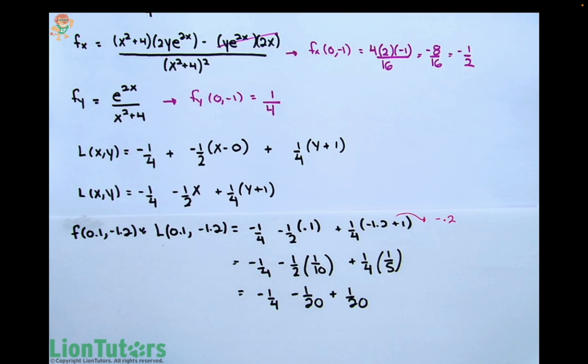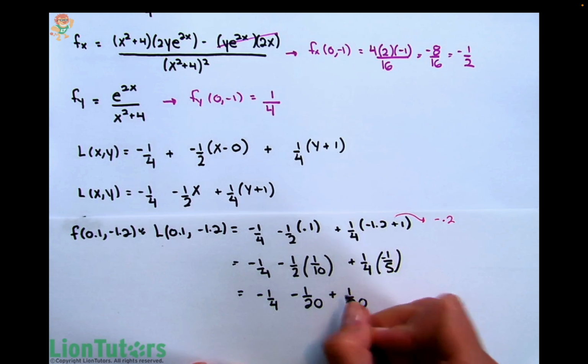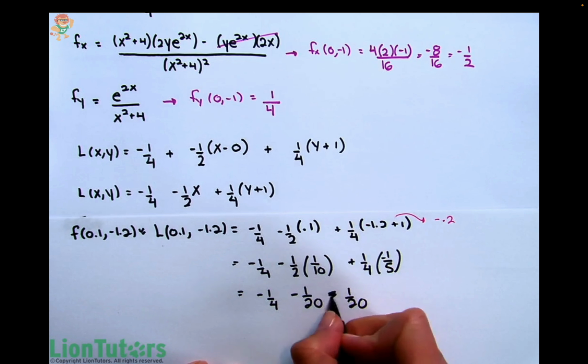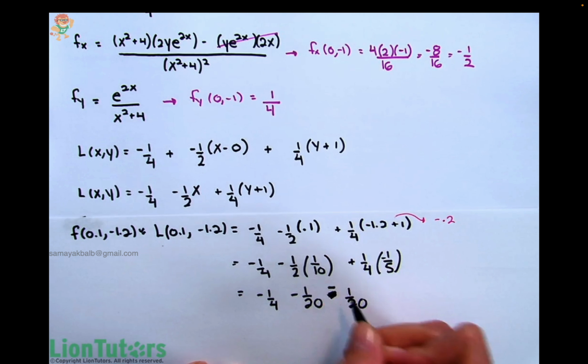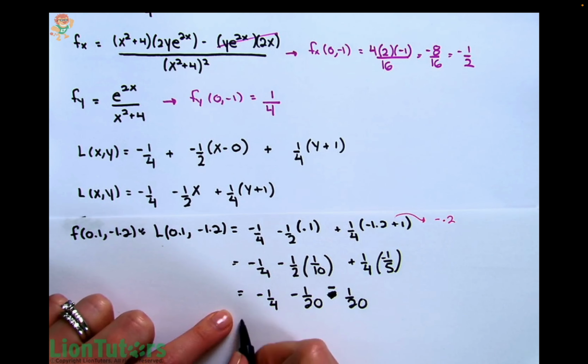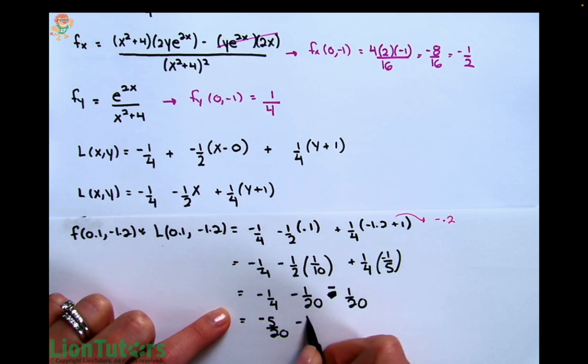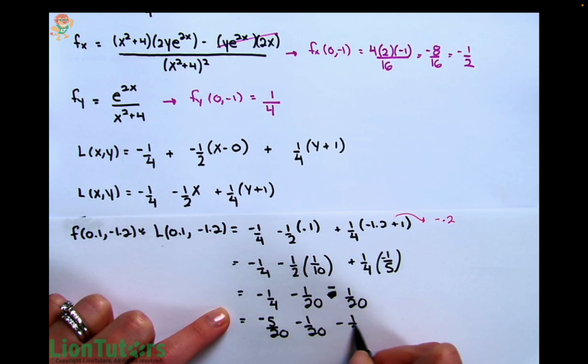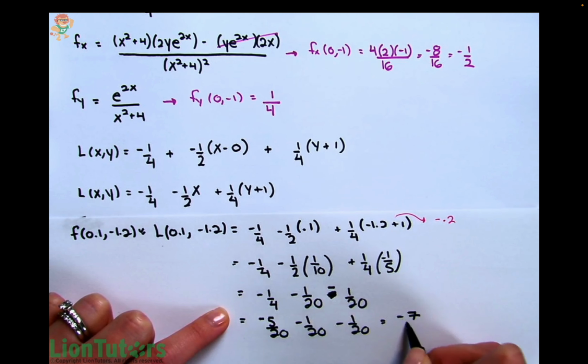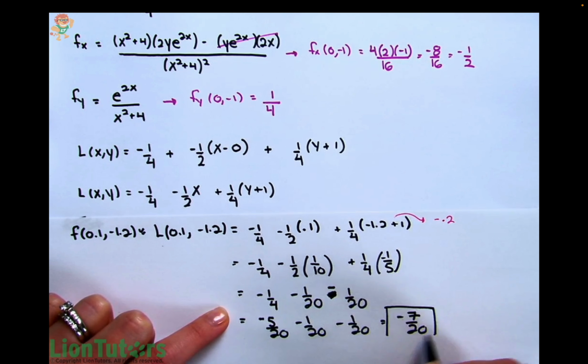That does not sound right. Let me make sure I didn't screw something up. Yes, this is negative. Let's go back a second. That's supposed to be negative. I told you guys, arithmetic and negatives, we don't get along. All right, so if we wanted to get a common denominator here, we would need to multiply that times 5, so that would be negative 5 over 20 minus 1 over 20 minus 1 over 20. We should get negative 7 over 20 here as our final approximation.